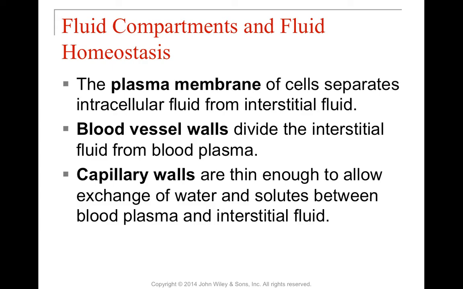Now, blood vessel walls get very thin at the capillary level, so capillary walls are much thinner than other blood vessel walls, and they're actually thin enough to allow exchange of water and other solutes between the blood plasma and the interstitial fluid. And this is very important because basically the blood plasma is a delivery system for nutrients that the cells might need, and also to pick up any of the extracellular waste that the cells might get rid of. So the blood plasma is constantly delivering groceries and picking up the trash.